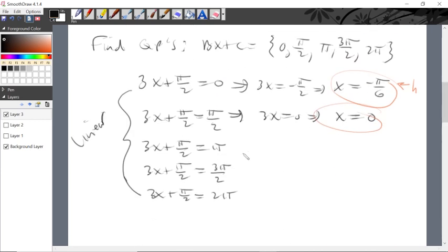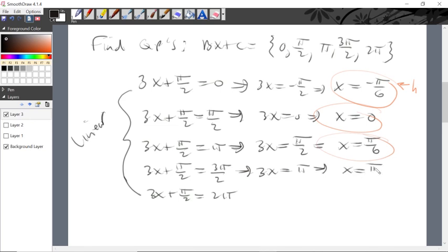Now we have 3x plus pi over 2 equals pi. Subtract pi over 2 from pi, we get pi over 2. Multiply by 1/3, x is equal to pi over 6. Here we go. 3x plus pi over 2 is equal to 3 pi over 2. Subtract pi over 2 from both sides, we get 3x is equal to pi. Now multiply by 1/3, therefore x is equal to pi over 3. So quarter point 4 is located where x is equal to pi over 3. 3x plus pi over 2 equals 2 pi. Subtract pi over 2 from both sides, we get 3x is equal to 3 pi over 2. Multiply by 1/3, then we get x is equal to pi over 2.